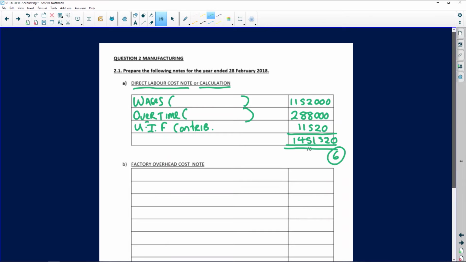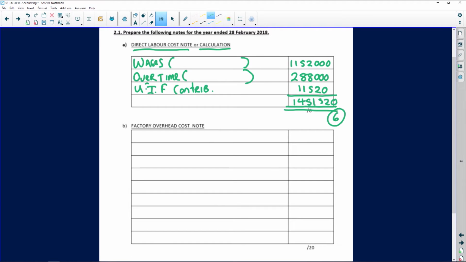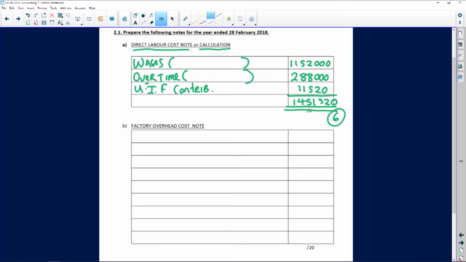Right, let's now move on to factory overhead. So the second part of the question wants us to calculate total factory overhead cost, and they want us to draw up the note. Now remember, again, I'm reminding you guys, when we talk about factory overheads, we're talking about indirect costs that relate to the factory.